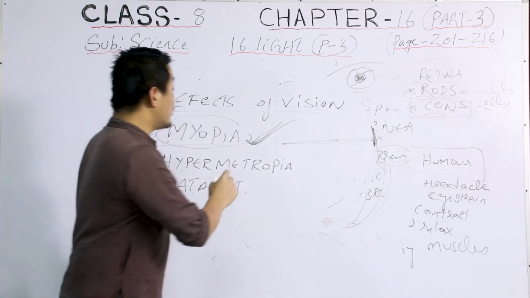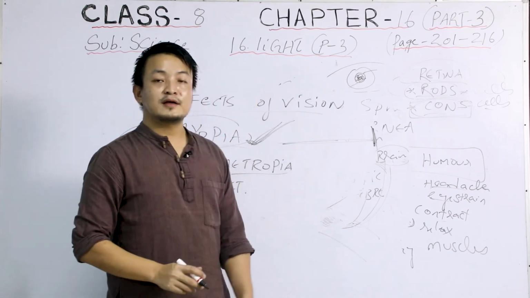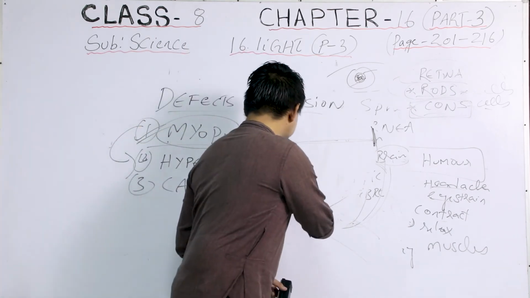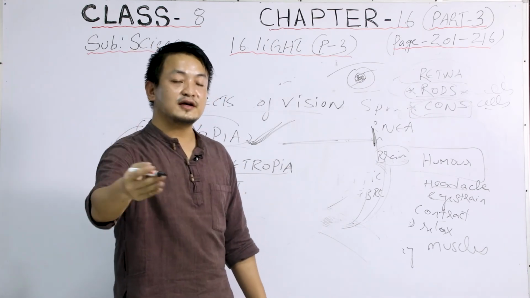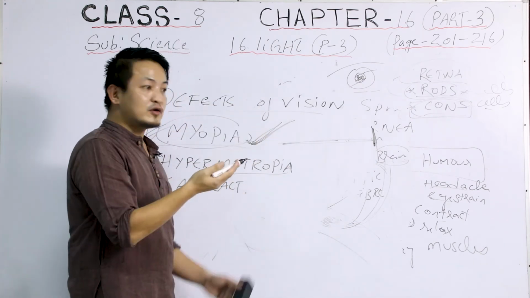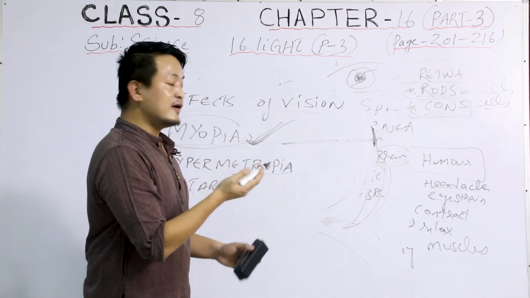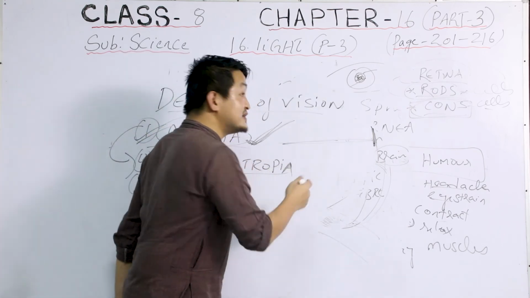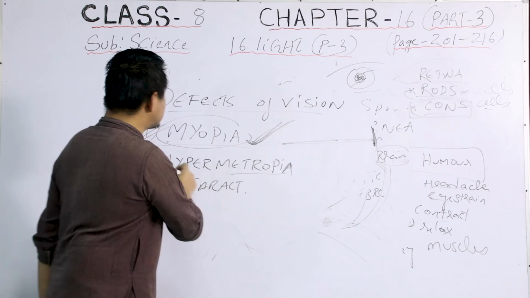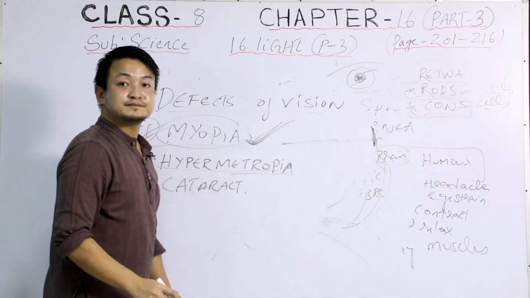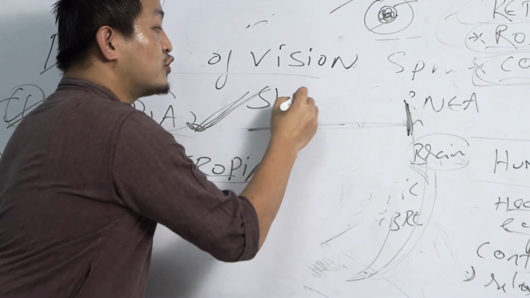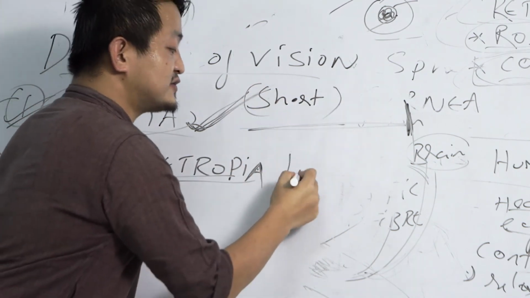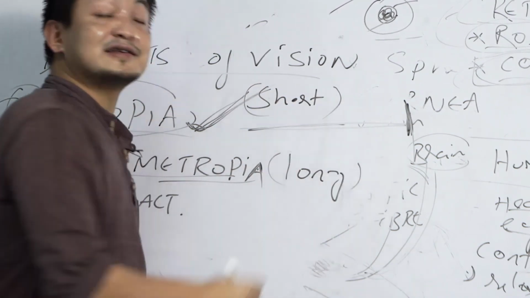Now the hypermetropia is the opposite of myopia. What happens in hypermetropia is you are able to see the distant object very clearly, but the nearby object, you are unable to read books clearly. So you are unable to see the nearby object. So that is hypermetropia. Clear? Myopia is also known as short-sightedness, and this is also known as long-sightedness.